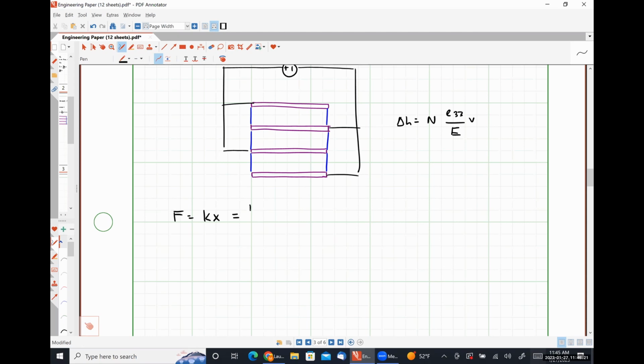So that's going to be EA. In this case, since we're stretching in the 3 direction, this is going to be A3 over H. And our x in this case, we are extending the length of our spring, so that's just delta H. Well, delta H over H is our stress. No, it's our strain, excuse me.